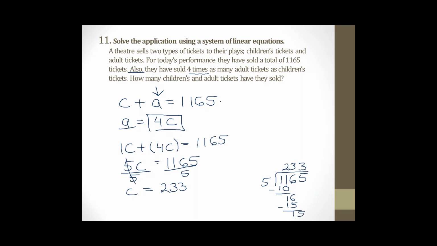I'm going to use the first equation, or I can even use the second equation. I'm going to use the second equation because it's already solved for A. So my adult tickets is equal to 4 times my children tickets. And I know you guys are faster doing that than me by hand. So what is 4 times 233? One of my audience members, please.